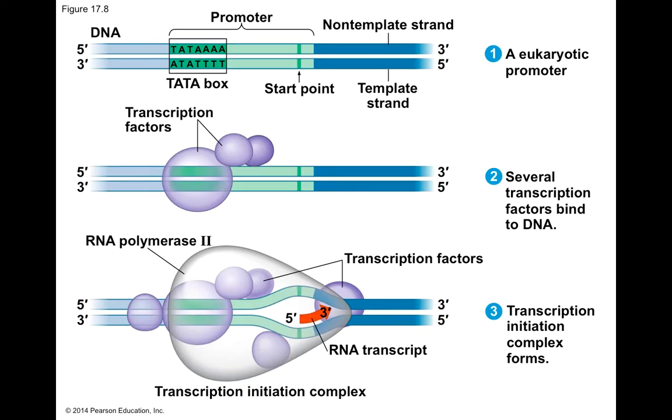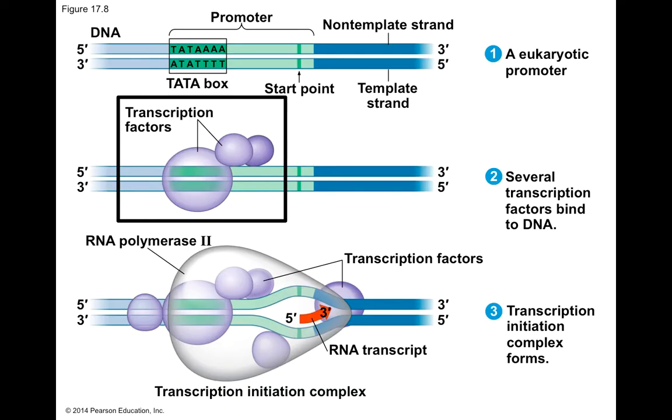At the beginning of every gene is a region called the promoter, and somewhere in the promoter is a special sequence of bases called the TATA box. This is a series of T's and A's that helps RNA polymerase know where to come in and bind to the DNA. But before RNA polymerase comes in, other proteins called transcription factors bind first.